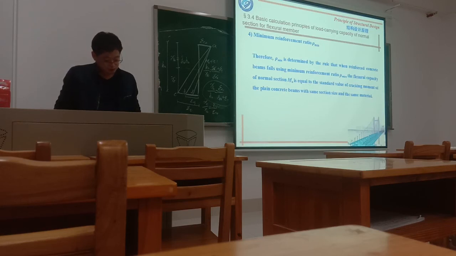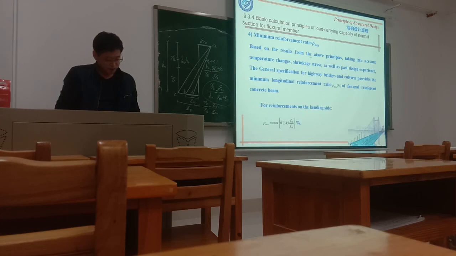So use this value of Mu to get this minimum. Based on the results from the theoretical principle, taking into account temperature change, shrinkage stress, as well as past design experience, the general specification for highway bridges and culverts provides the minimum longitudinal reinforcement ratio of flexural reinforced concrete beams. For the reinforcement on the bending side, rho minimum equals the maximum of this 0.2 and this value.